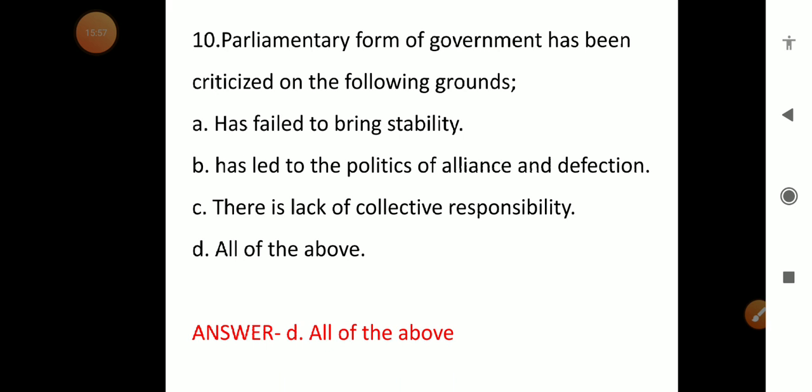Parliamentary form of government has been criticized on the following grounds. Parliamentary form of government has failed to bring stability. For the last 30 or 40 years, we have seen there was government of coalitions, and the problem of government falling before its tenure has been seen. So it has not been able to bring stability so far. So it is one of the reasons of criticism we have here.